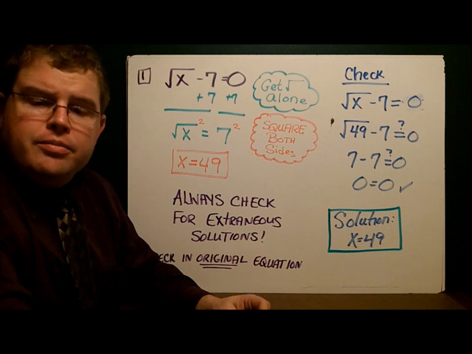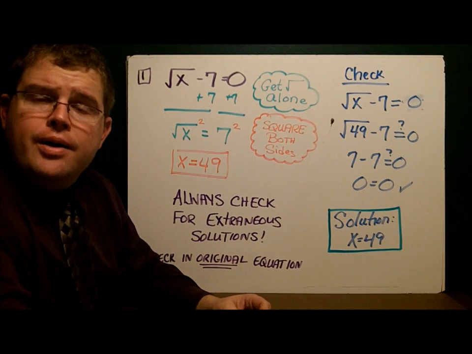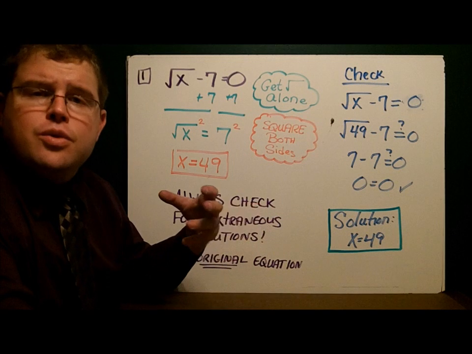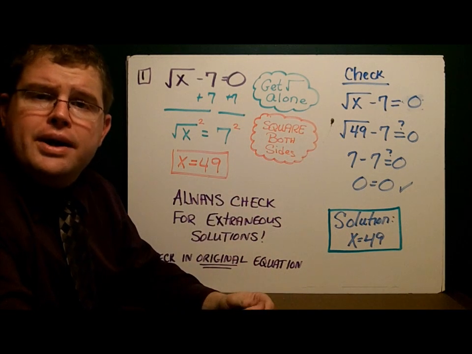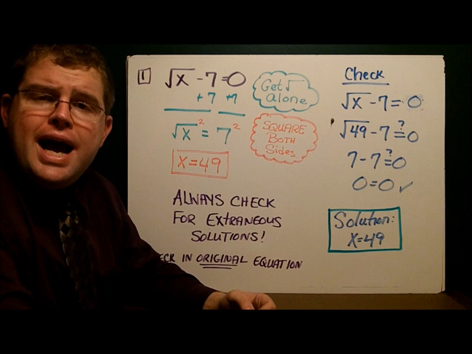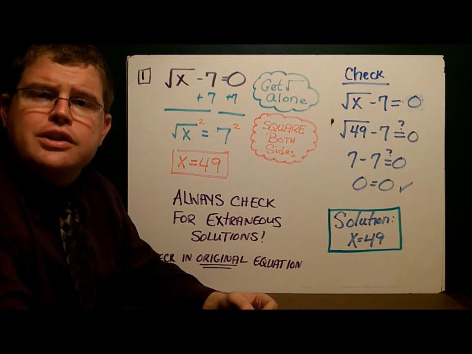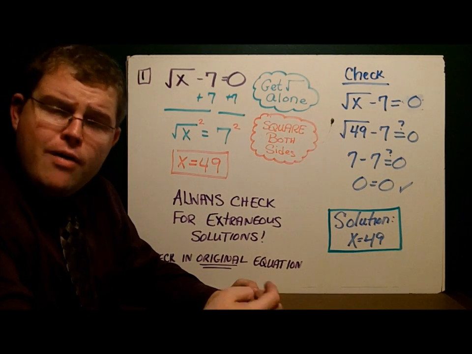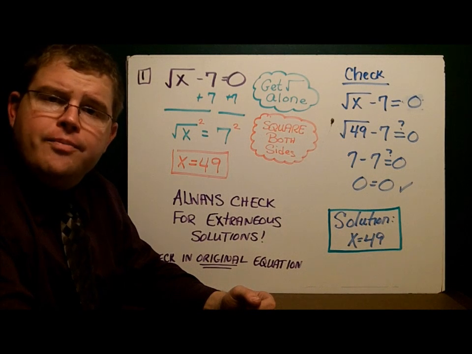Well, how did you do? Did you get x equals 81? Did you remember to get the square root alone on one side of the equation and then square both sides? Did you remember to check to make sure that you didn't have an extraneous solution? Perfect. That's exactly what you want to do.